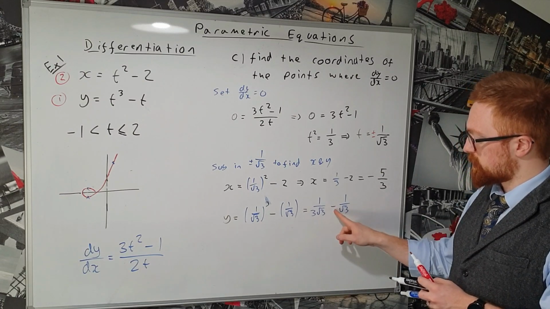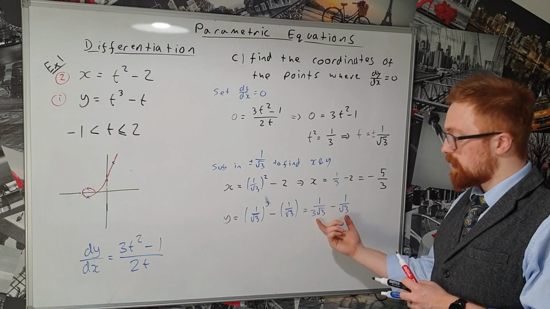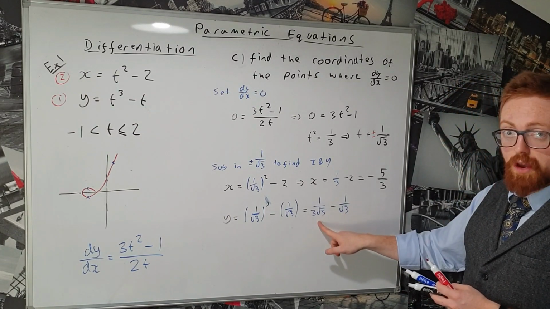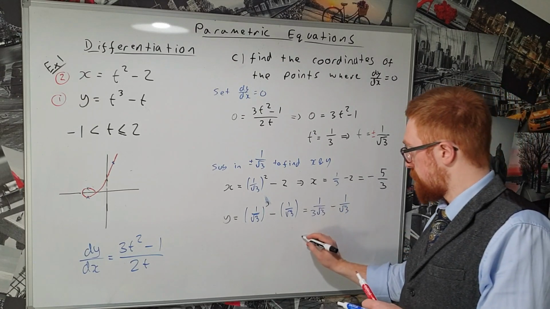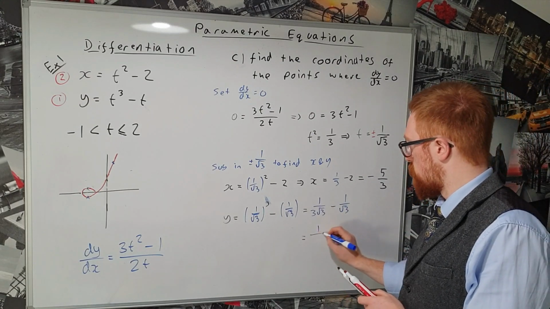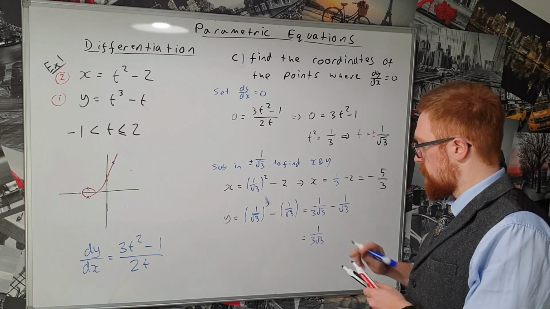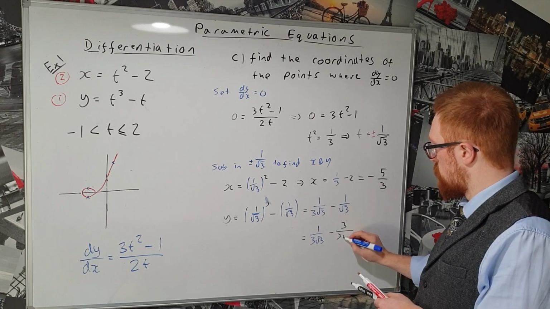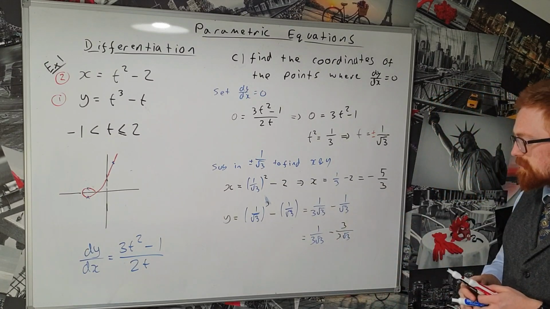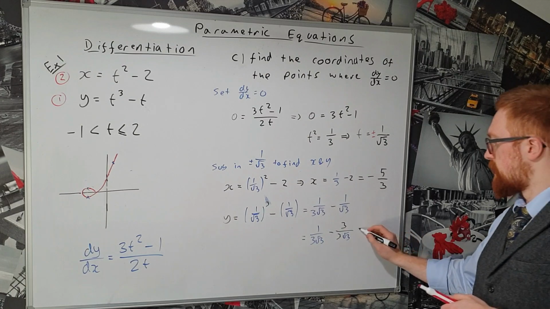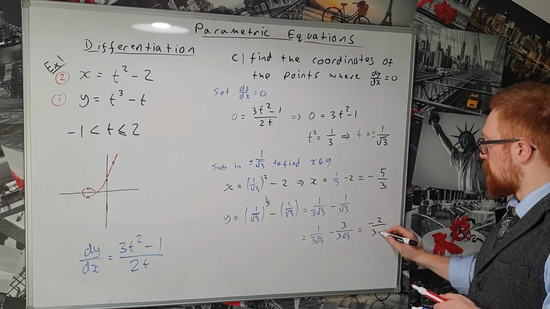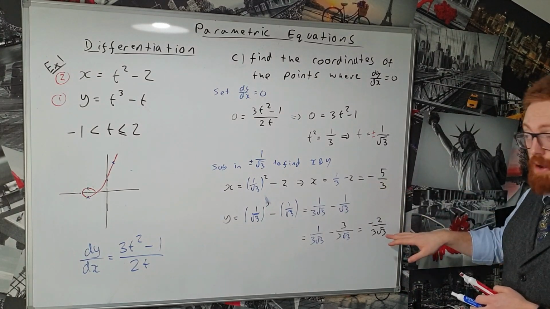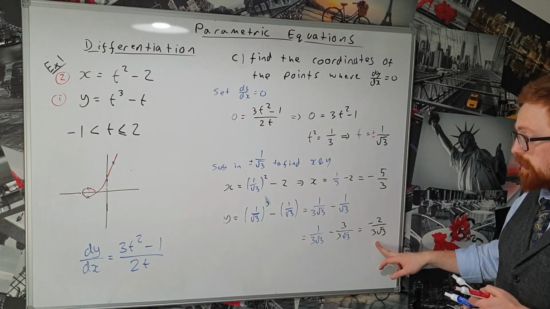So now we have to subtract these 2 fractions, and to do that we need to give them a common denominator. In this case, it makes sense to put them both over 3 root 3, so let's do that now. So that gives me 1 over 3 root 3 minus 3 over 3 root 3, which then gives us negative 2 over 3 root 3.